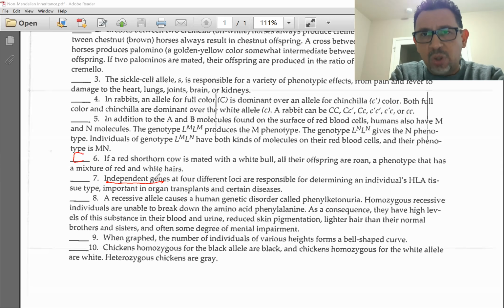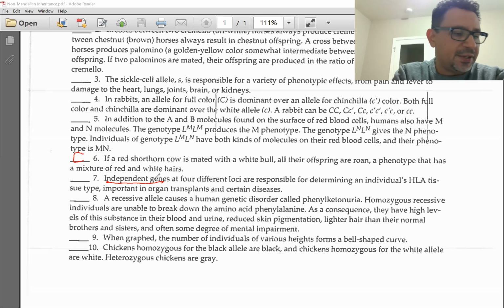If we have more than one gene with more than 2 alleles, that's usually the case, then that is a case of polygenic inheritance. I'm pausing again for a moment. Why is this polygenic inheritance? Poly means many, genic means genes. So if we have at least 4 genes responsible for producing one phenotypic trait, that's polygenic inheritance.